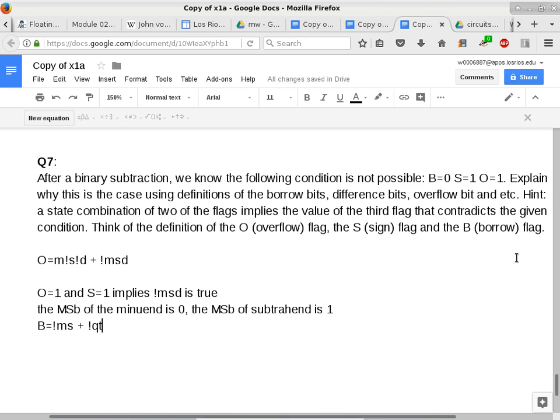Yeah, because the borrow flag, if you want to understand it intuitively, is for unsigned interpretation. The subtrahend is greater than the minuend, so you owe something. Borrow means you're owing. But the sign flag is for signed comparison. Basically after the subtraction, you have a negative value.